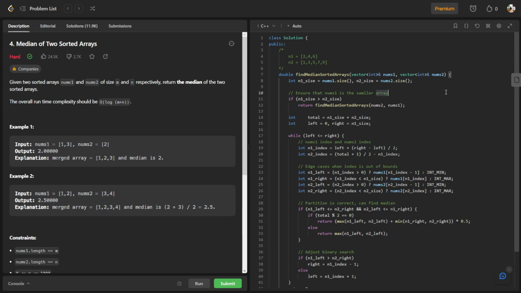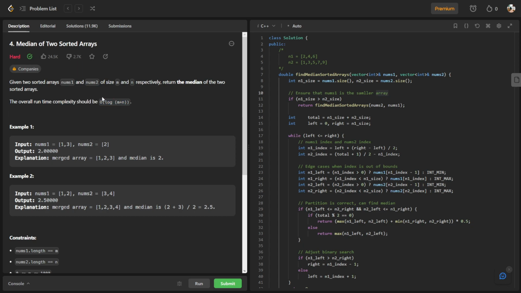LeetCode Problem 4, median of two sorted arrays. This problem gives us two sorted arrays, nums1 and nums2, and we have to return the median of the two sorted arrays. Our time complexity should be log(m+n).